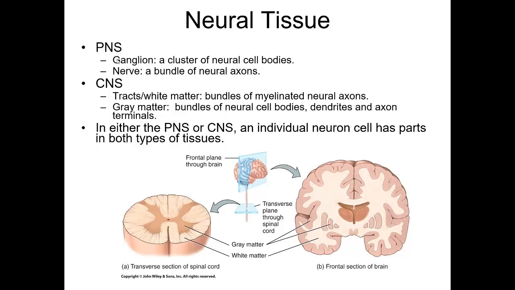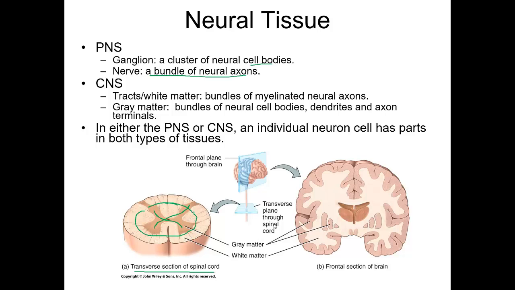In the peripheral nervous system, a nerve is a bundle of neural axons. A ganglion is a cluster of cell bodies. Now in the central nervous system, you have gray matter and white matter. To the left, you're seeing a transverse section, or a cross section, of the spinal cord. The gray matter is present in an X fashion towards the center, and the white matter is present towards the periphery. We'll talk more about this when we get to the spinal cord chapter.